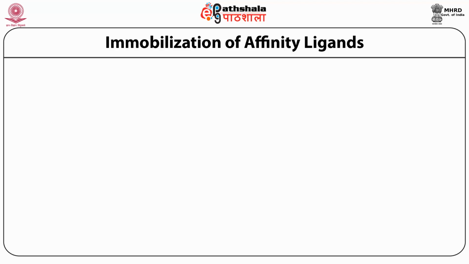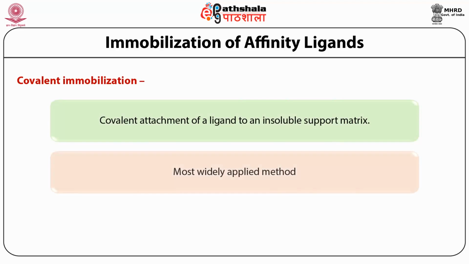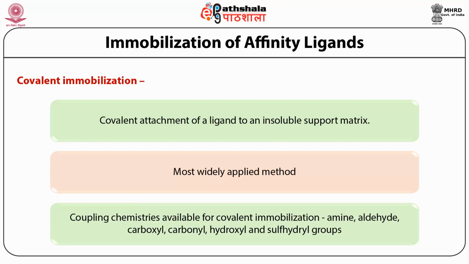An affinity ligand specific for a target molecule can be attached covalently to a solid support matrix in the case of covalent immobilization. Covalent immobilization is one of the most widely applied methods to attach an affinity ligand onto a matrix. Various coupling chemistries for immobilization of ligand covalently to the matrix may include amine, aldehyde, carboxyl, carbonyl, hydroxyl, and sulfhydryl groups, which can efficiently link ligands onto a support matrix.